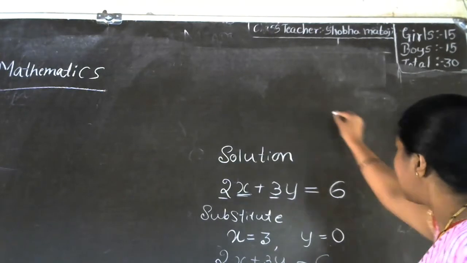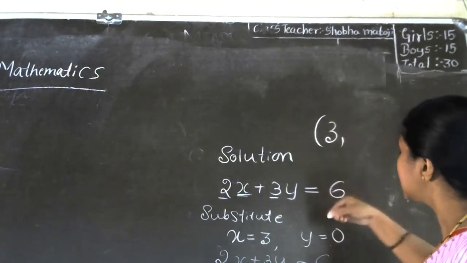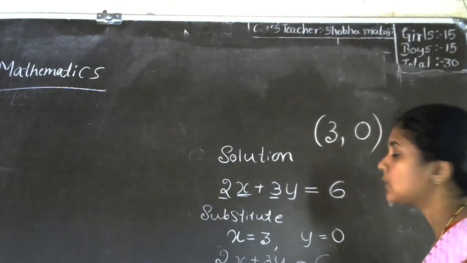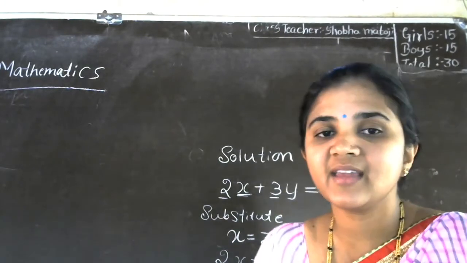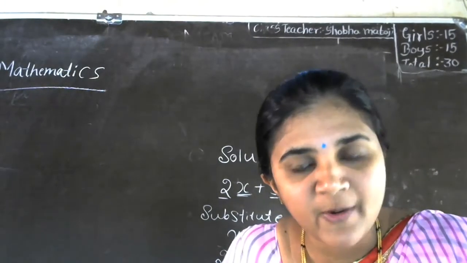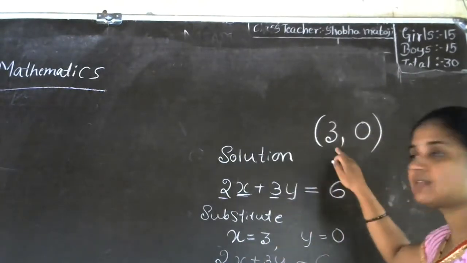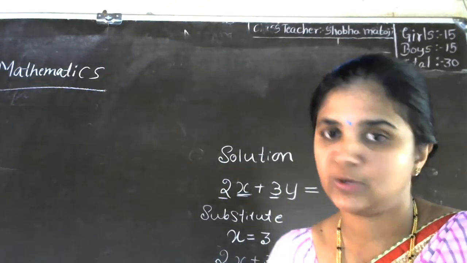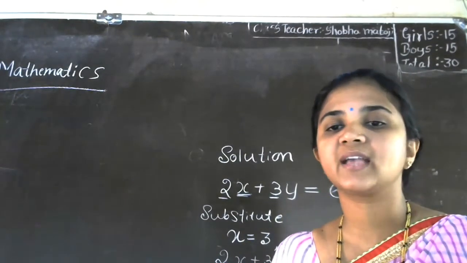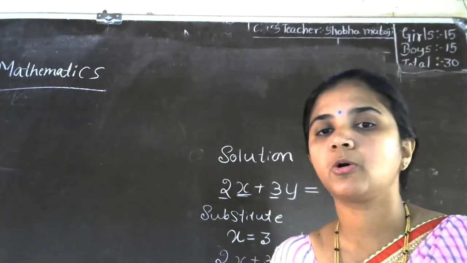Now what is the value here? 3 in place of x, 0 in place of y. Can we take this (3, 0) as a solution now? Yes. So we can take (3, 0) as a solution. Simply, we cannot take any x value and y value we like.